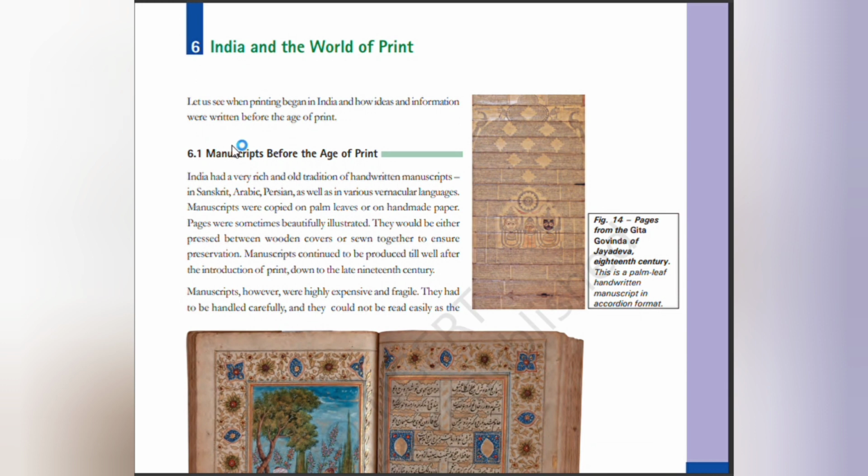India had a very rich and old tradition of handwritten manuscripts in Sanskrit, Arabic, Persian, as well as in various vernacular languages. Manuscripts were copied on palm leaves or on handmade paper. Pages were sometimes beautifully illustrated. They would be either pressed between wooden covers or sewn together to ensure preservation. Manuscripts continued to be produced till well after the introduction of print, down to the late 19th century.